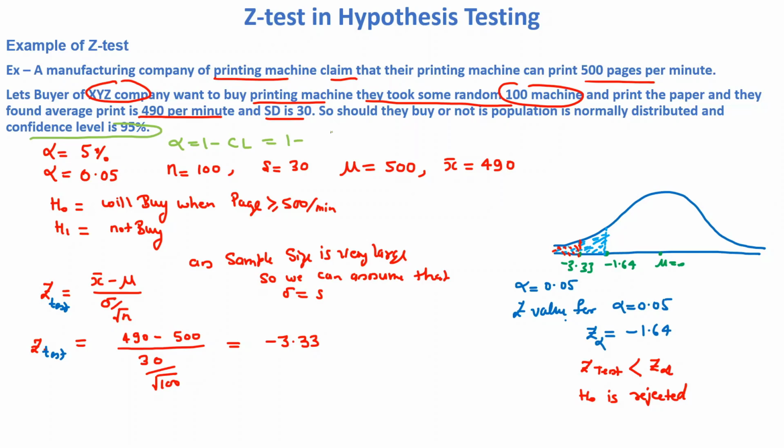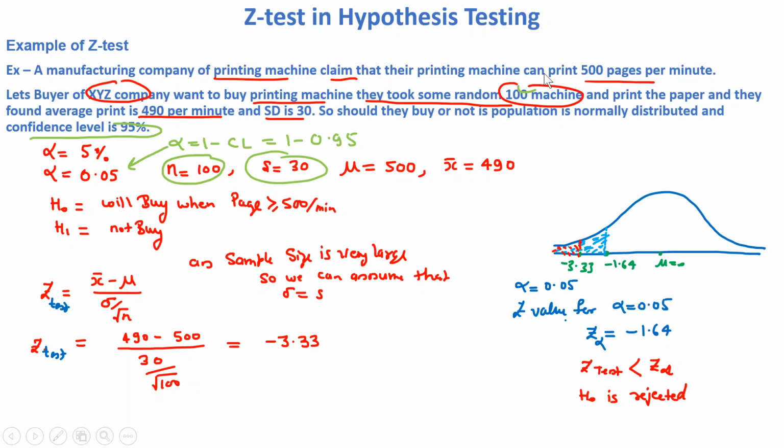It means 1 minus 0.95, so we can say that alpha would be 0.05. Total number of samples is 100 machines, so we have already noted n is equal to 100, and the standard deviation of the sample is 30.